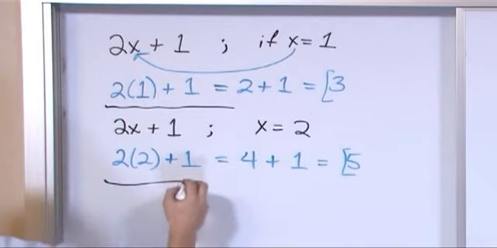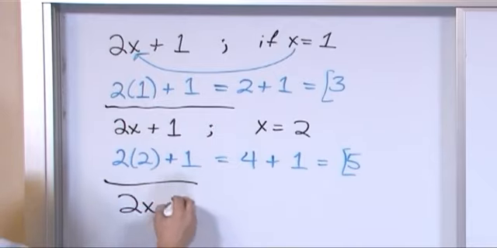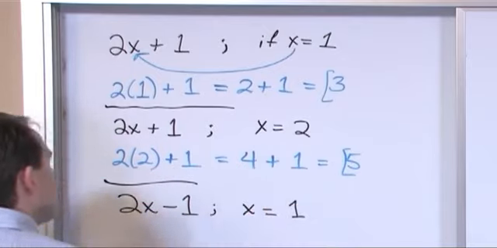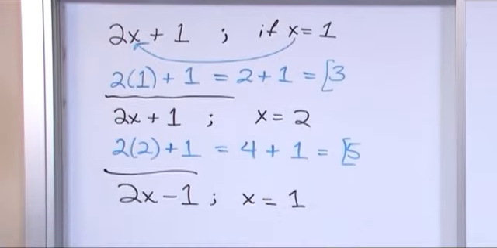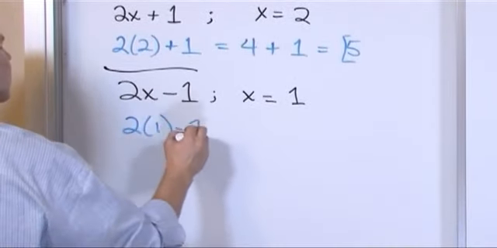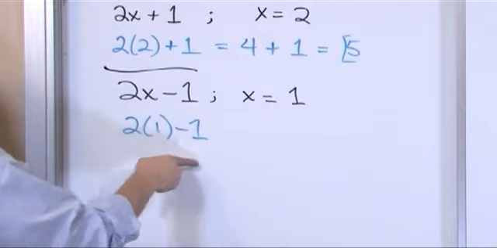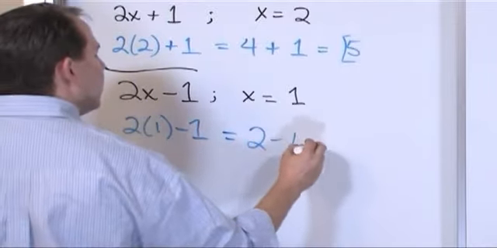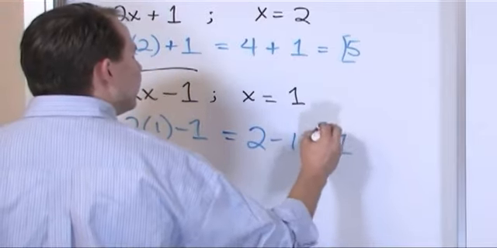What if you had 2 times x minus 1 is our expression, and let's say x is equal to 1. Do the same exact thing. You take it and you stick it in there. So 2 times 1 minus 1. From here, we're just substituting it back in. 2 times 1 is 2, minus 1. 2 minus 1 gives us 1. And that's the answer.